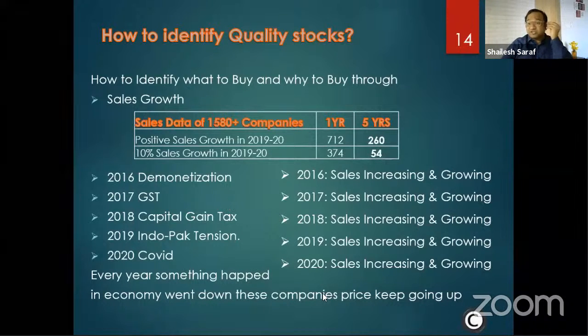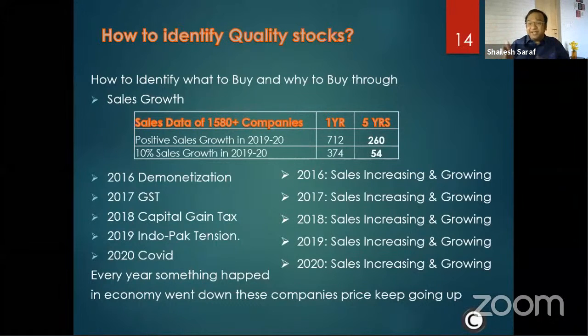That means growth is not an easy part. And if you see 5 years of data, only 54 companies can do sales growth. Now, for example, take the economy: 2016, there was demonetization. GST came in 17, capital gain tax in 18, Indo-Pakistan tension, then 20 COVID. Every year, there is some problem in the economy.